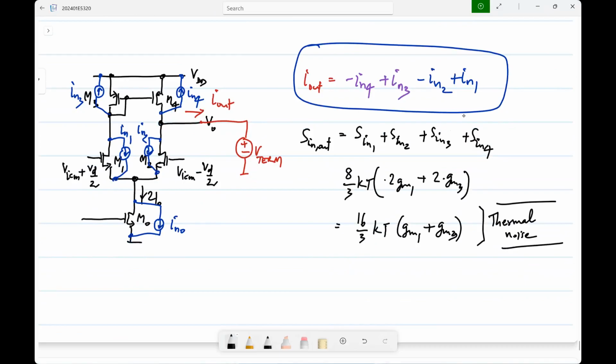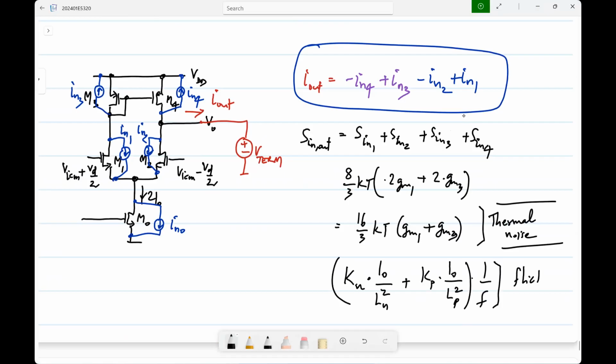And flicker noise also you can add. What was the expression for flicker noise spectral density? Some K, and this can be different for NMOS and PMOS, right? So Kn times ID by L squared. What is ID here? I naught, the operating point current, by the length of the NMOS transistor, plus Kp I naught by Lp squared, that is basically the length of the PMOS transistor. Is that okay?